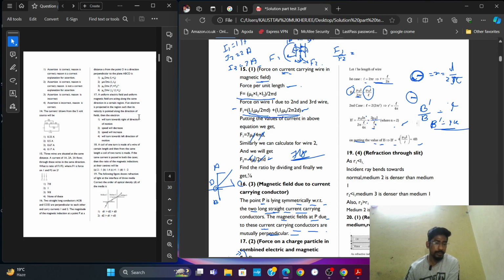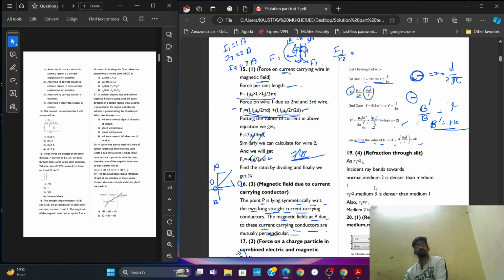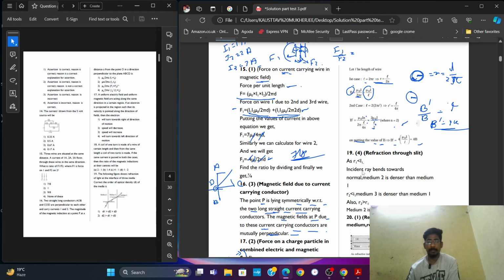Okay. Now the next question. This is from optics, I think ray optics. The following figure shows the refraction of light at an interface of three media. Correct the order of the optical density of the media. Okay, what you have to do is just compare the density of the media.